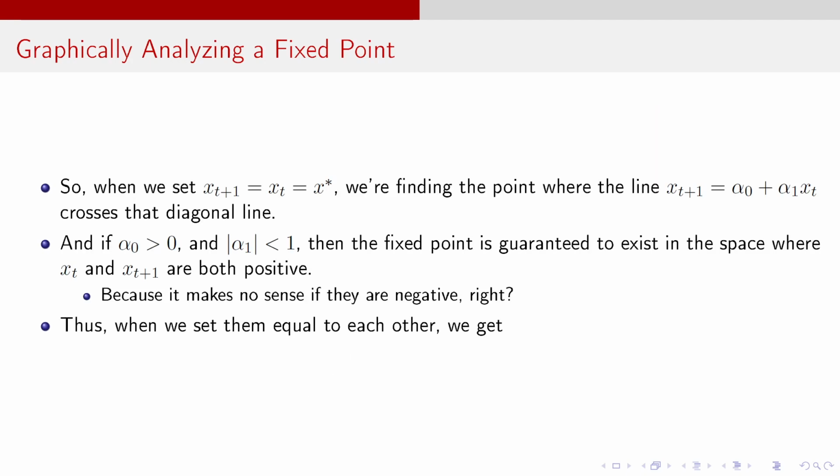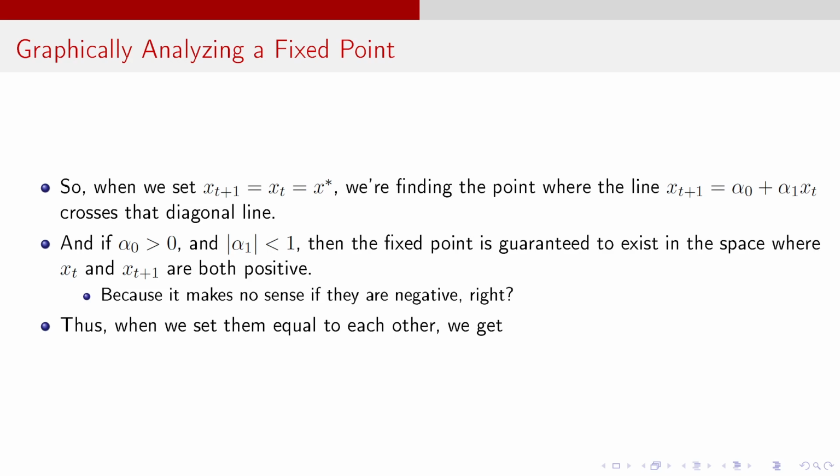So when I set x_{t+1} = x_t = x star, what we're doing is finding the point where that line x_{t+1} = alpha naught + alpha 1 x_t crosses that diagonal line. If alpha naught is greater than 0, and the absolute value of alpha 1 is less than 1, then that fixed point is guaranteed to exist in the space where x_t and x_{t+1} are both positive. So it makes no sense if you have negative time values, right? Hence why these rules exist.